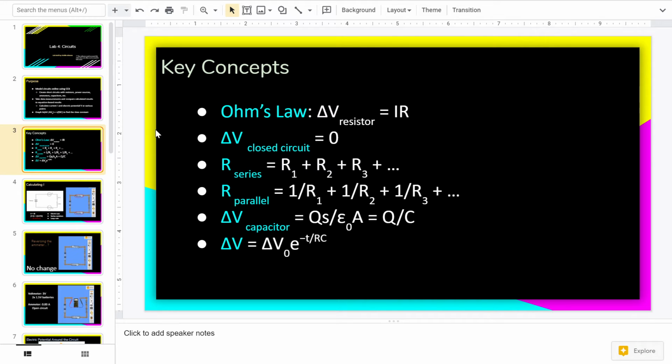Key concepts of this lab were Ohm's law, V equals IR; the loop rule, that V of a closed circuit is equal to 0; the resistance in series rule; the resistance in parallel rule; that V capacitor is equal to Q over C; and the electric potential versus time equation.